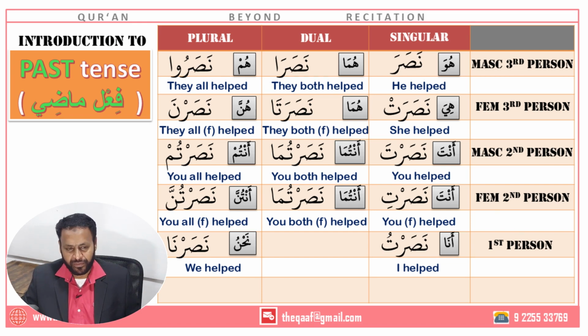Nasarna, that is we. Okay, so that's how the whole 14 words are made. Nasara, nasaru, nasarat, nasarata, nasarna, nasarta, nasartuma, nasartum, nasarti, nasartuma, nasartunna, nasartu, nasarna.